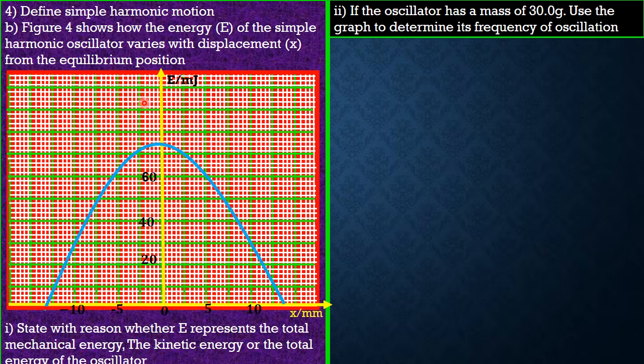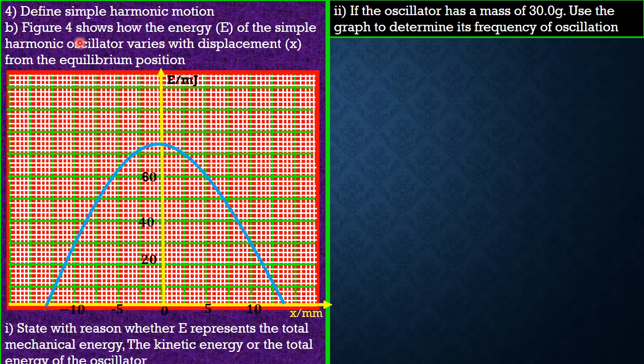Now the Roman one is saying that we should state with reasons whether E represents total mechanical energy, kinetic energy, or the total energy of the oscillator. Then the Roman 2 is saying that if the oscillator has a mass of 30.0 grams, we should use the graph to determine its frequency of oscillation.